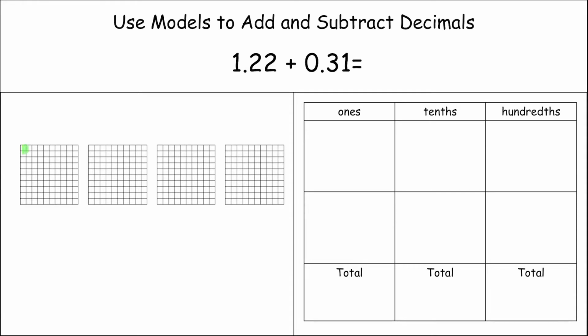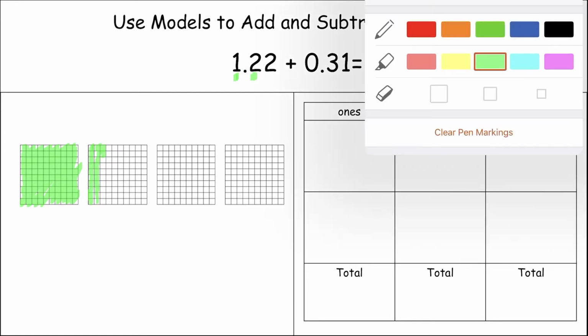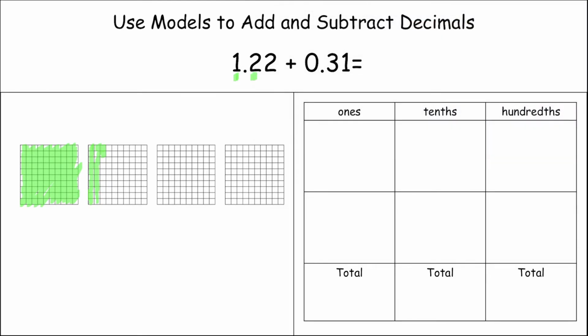So one whole and 2/10, 1/10, 2/10, and 2/100ths, 1/100th, 2/100th. And now I'm going to do, let's maybe do, this will really stand out. And then 3/10 and 1/100th. So now I'm going to do 31.